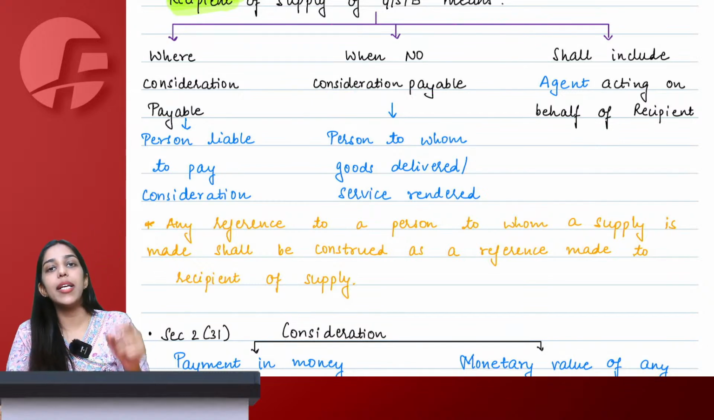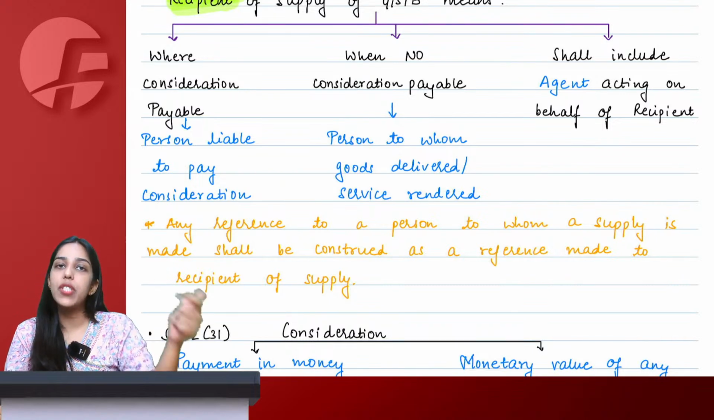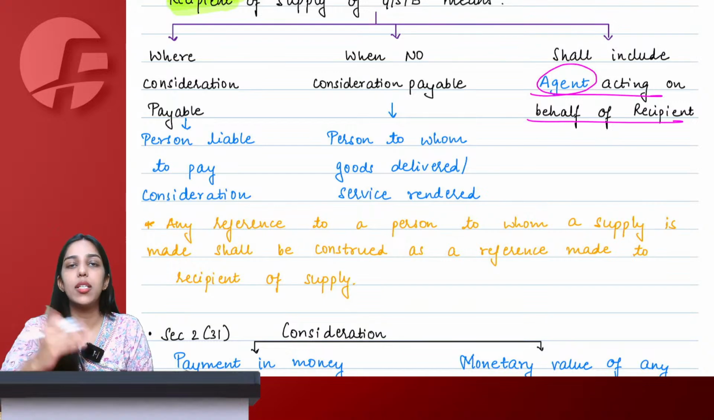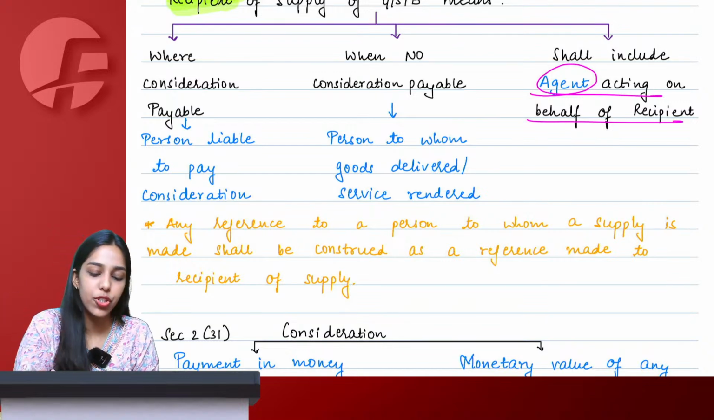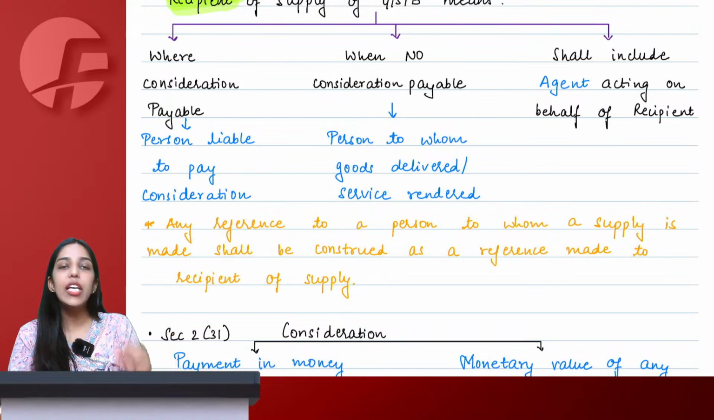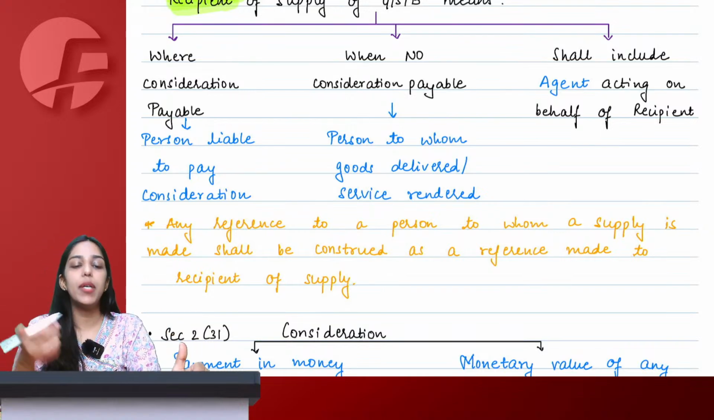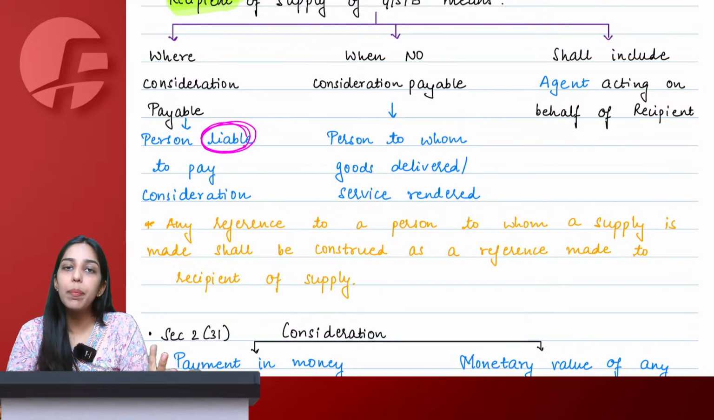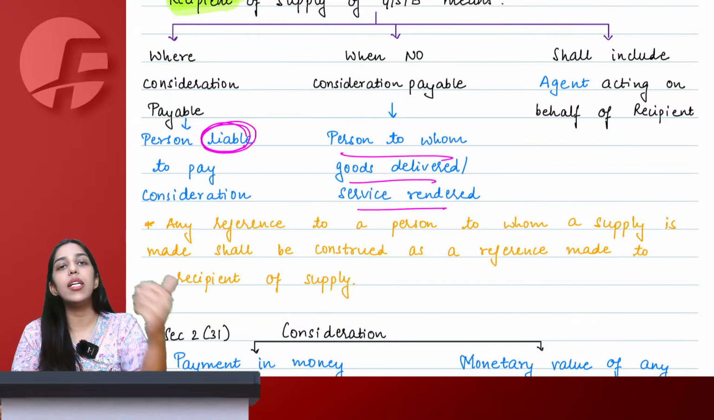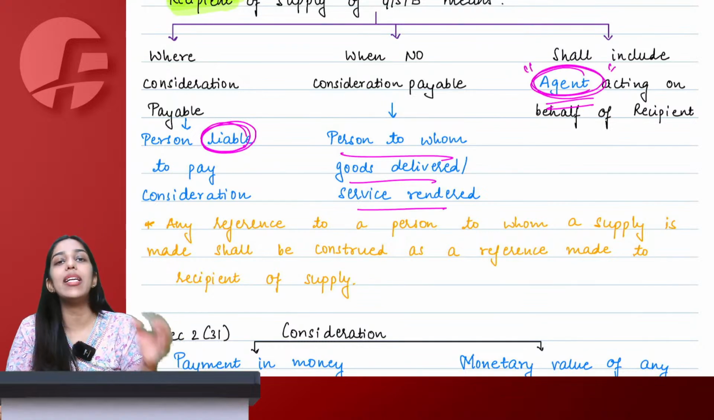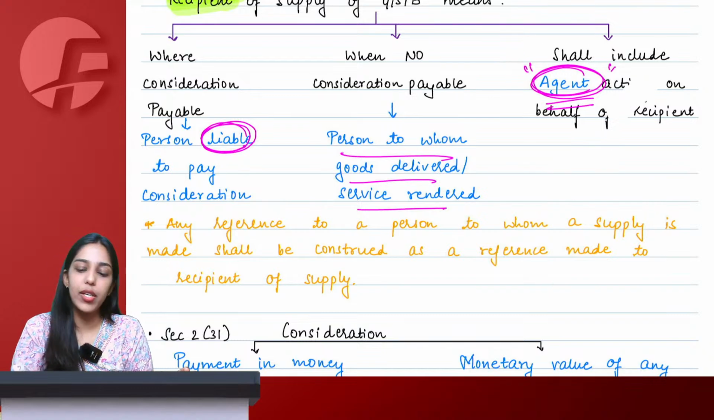Also, just like an agent is included in the definition of supplier, an agent acting on behalf of the recipient will also be considered as a recipient according to the definition. So, a very simple definition of recipient says that if consideration is payable, the person liable to pay the consideration. If consideration is not payable, then to whoever we are delivering goods or services. And the definition would also include an agent acting on behalf of the recipient.